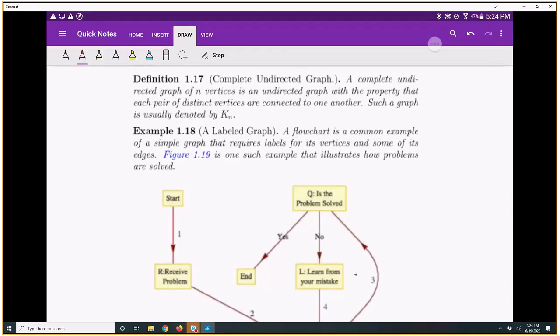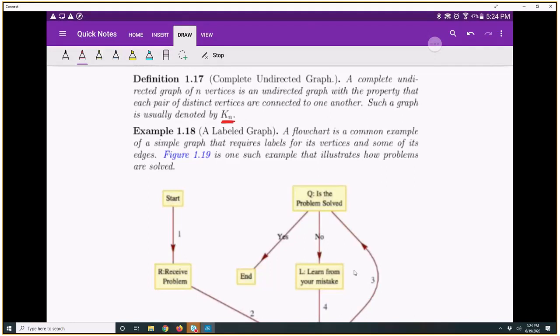An undirected graph is called complete if every pair of distinct vertices is connected to one another. So if the graph has n vertices and every pair of distinct vertices is connected, we'll call that graph complete. And such a graph is generally denoted by using capital K sub n, where n is the number of vertices. So the capital K doesn't change, the little n will change.